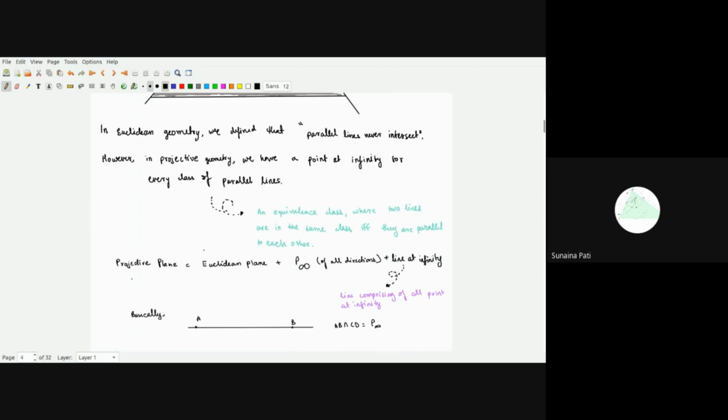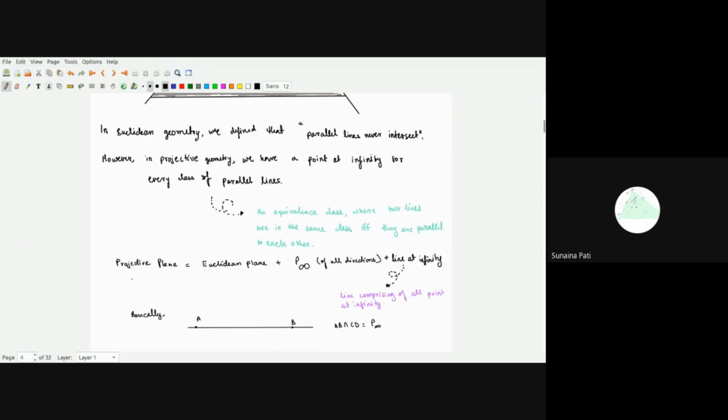Quite heavy. Is everybody fine with what I said? Basically, parallel lines in the Euclidean plane do not intersect. In the projective plane they do intersect at a special point called the point at infinity. Isn't it hypothetical? What is a line? First question is, ma'am, isn't it hypothetical? What is the line at infinity defined to be?